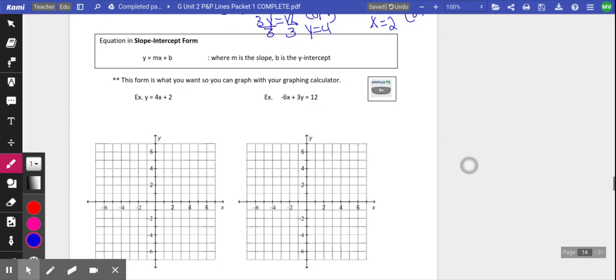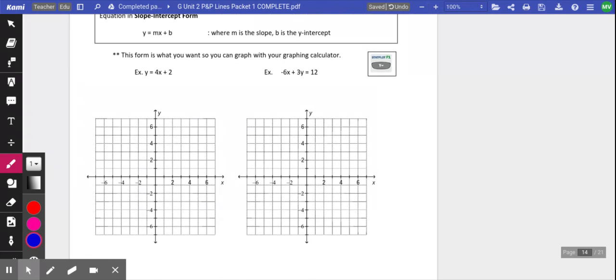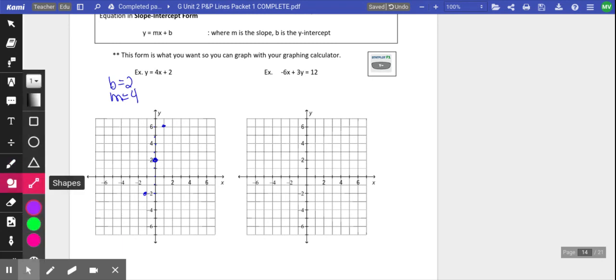So if we want to graph y equals 4x plus 2, I'm going to use my y-intercept, which is 2, and my slope, which is 4. So I start on 2 on the y-axis because it's the y-intercept, and I go up 4 over 1. So I went up 4 over 1, and I got another point. Then I can do that backwards by going down 4 and left 1. And then I connect those points, and that is my line.